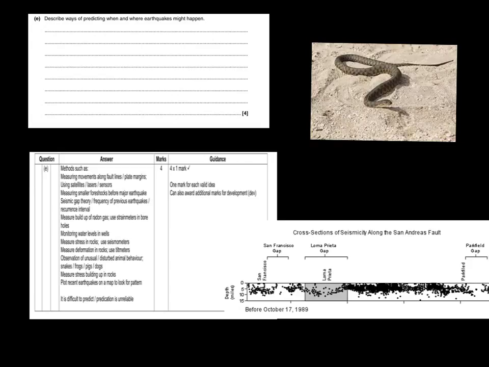Well, look for yourself. You can see there's a whole number of them, but most of them are covered. It's unlikely you'll be asked for more than 2, say 4 at most, 2 well-developed ones. So personally, I'd learn the animal behaviour and the seismic gap one, and just make sure I'm aware of some of those.